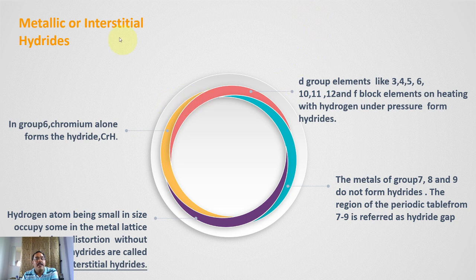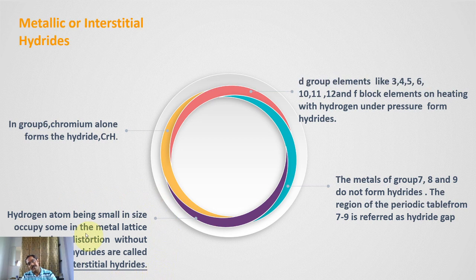So you know the metallic hydrides are formed when hydrogen joins with D group elements. Okay, see D group elements. I'll start and go in a clockwise direction. Start from here, this lower left one. Hydrogen atom being small in size, they occupy the metallic lattice, producing distortion without any change. These hydrides are called interstitial hydrides too.